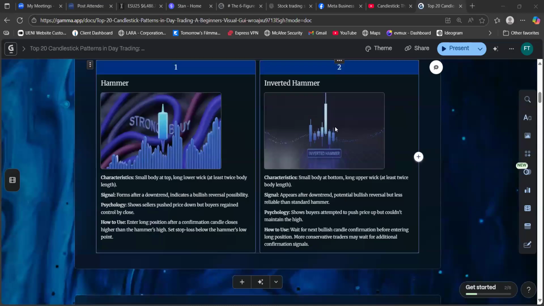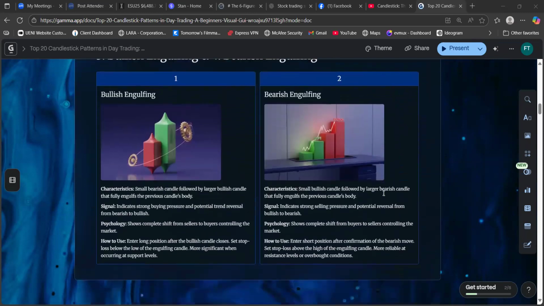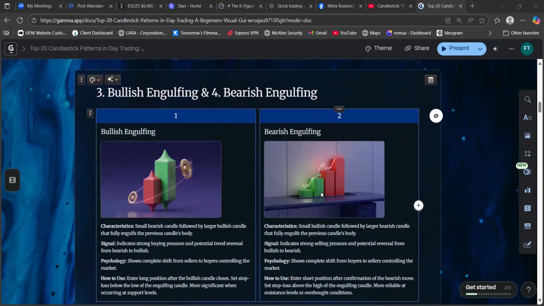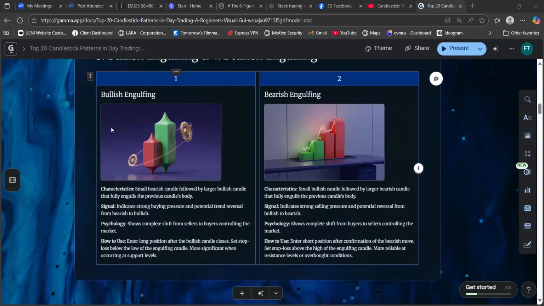All right. And then you've got the inverted hammer, which is basically going to work in the same exact way. We have bullish engulfing and bearish engulfing candles. These examples are kind of all right, but I'm going to put the real examples up here later. Here are the characteristics of a bullish engulfing candle. In this particular example, you see the red candle represents the price going down, and this green candle represents a candle being so much bigger than the previous red candle in front of it.